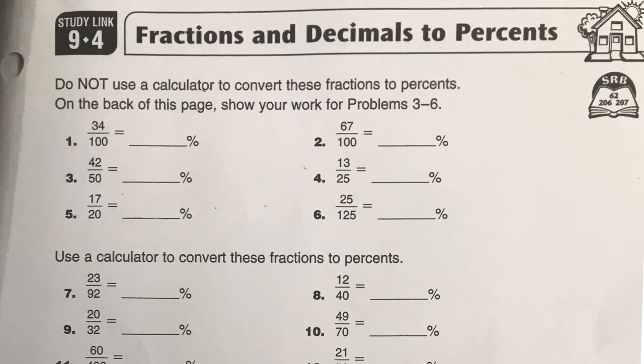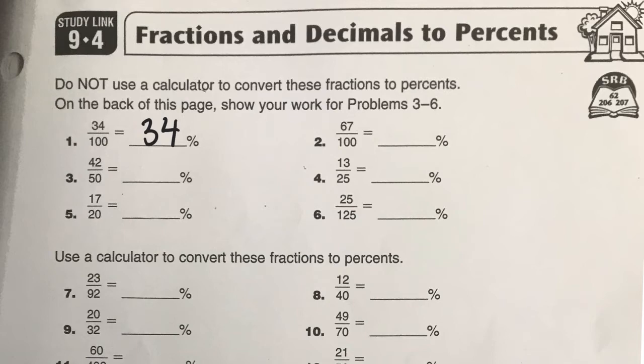Okie dokie, we are now on Study Link 9.4 and we're continuing to do fractions and decimals and percents. What we need to do here is convert these first 12 from fractions to percentages. And that's pretty simple for the first two. 34 hundredths as a percent, as you know, is simply 34%. Number 2 works out the same.